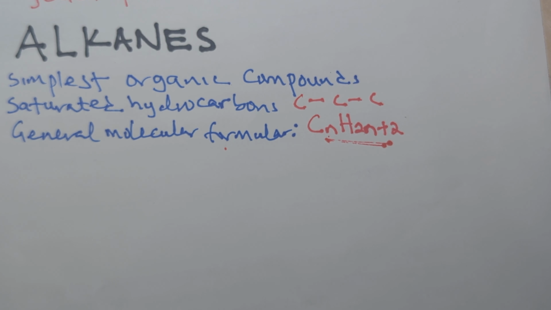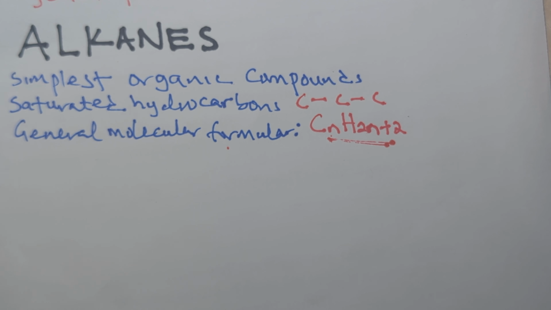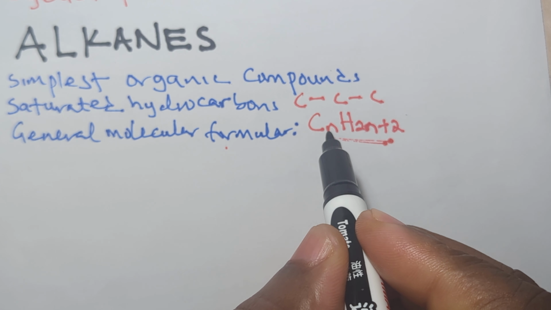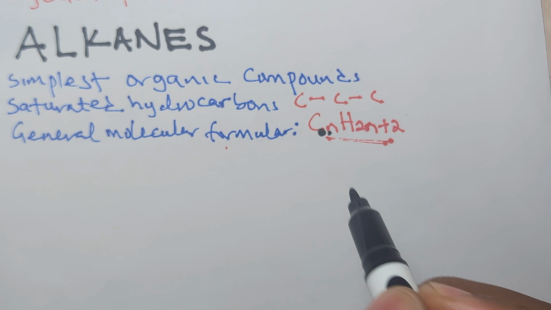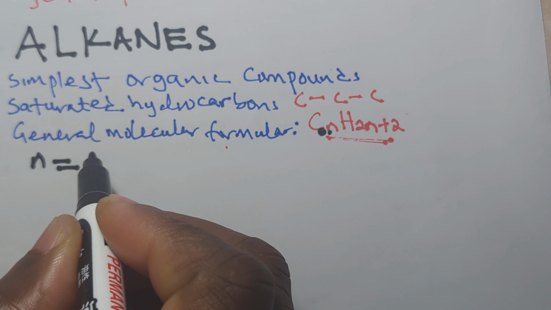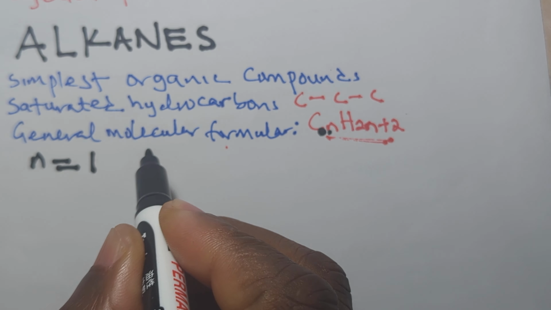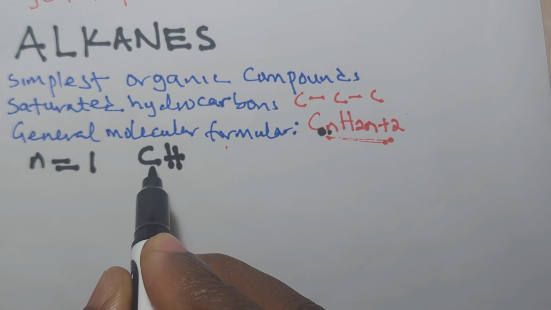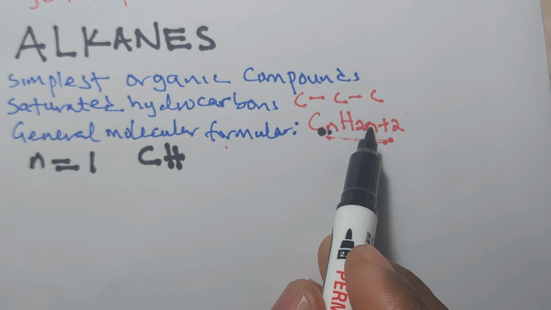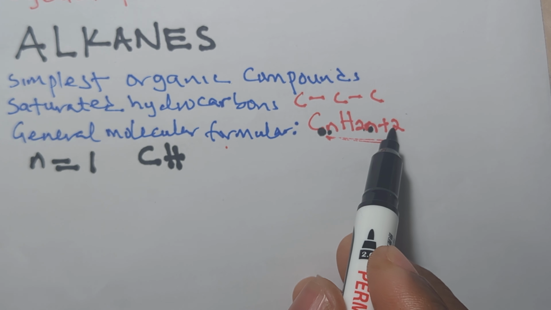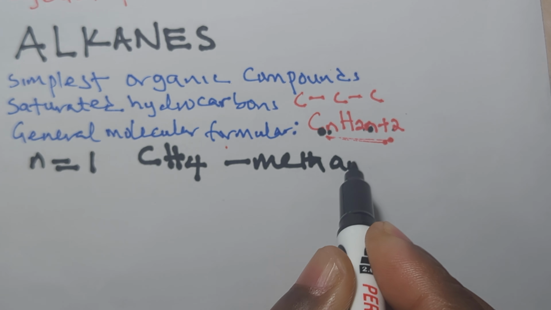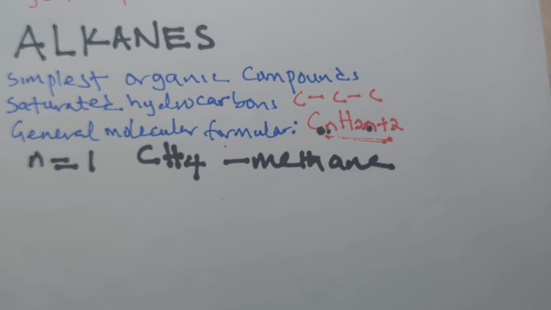So for example, the first member of the alkane group has one carbon. When n is equal to 1, we have what we call methane. C1, one carbon, then 2 times 1, which is n, is 2, plus 2 is 4. This is called methane. When n is equal to 1, we have methane.